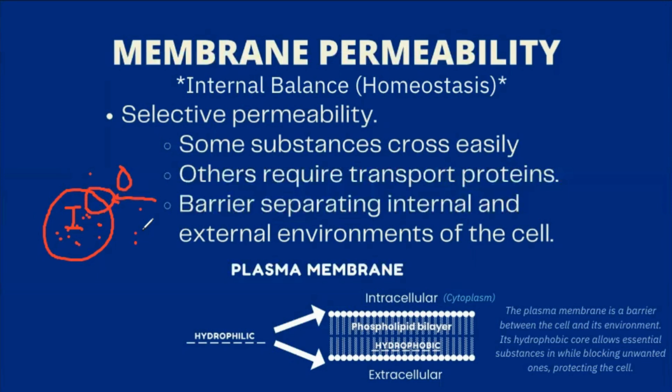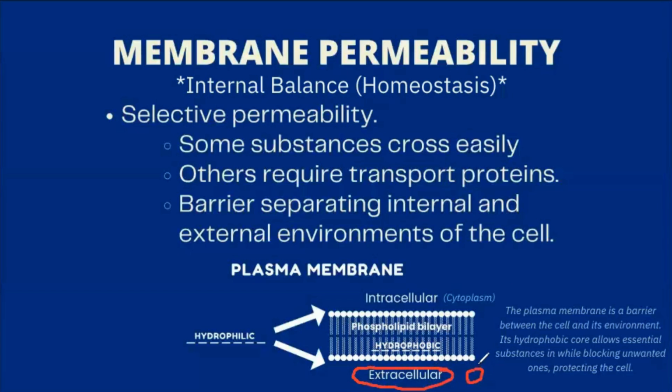That factory needs to have its own internal balance, and that's called homeostasis. Homeostasis means that we have balance between the inside and outside of the cell. The extracellular environment is that outside space, and the intracellular environment is our cytoplasm, which contains all those organelles. The goal is to make sure some substances cross easily, while others require a set of proteins. Sometimes you'll see the membrane embedded with these proteins, which we're going to talk about in a second.